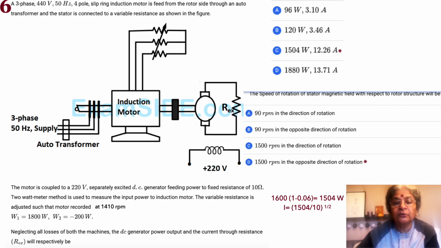Okay, there's another bit of the problem too. The speed of rotation of the stator magnetic field with respect to the rotor structure will be, okay, it is definitely going to be at synchronous speed, which is 1500 rpm, and it's going to be in the opposite direction of rotation. So it cannot be in the same direction of rotation.